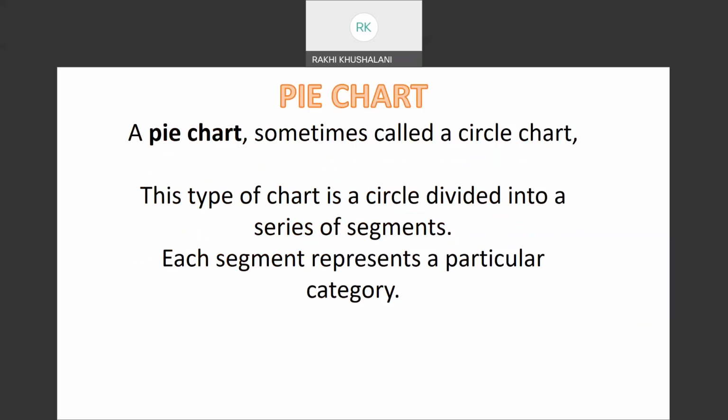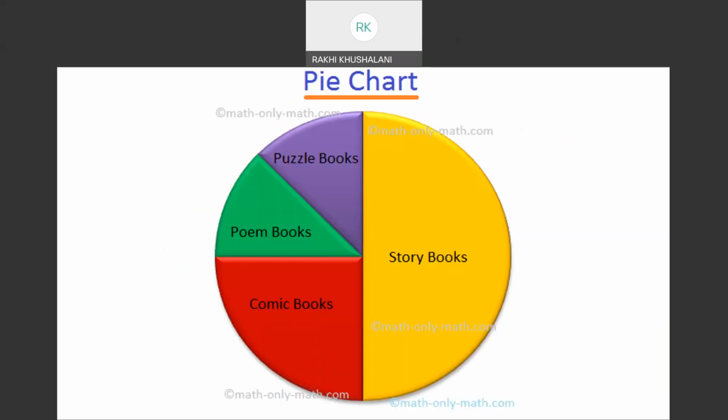Now, a pie chart, sometimes called a circle chart or circle graph. This type of chart is a circle divided into a series of segments. Segment means parts. Each part represents a particular category. Instead of segment, we can use the term part, and each part represents a particular category. Now here is an image which represents the circle graph or pie chart.